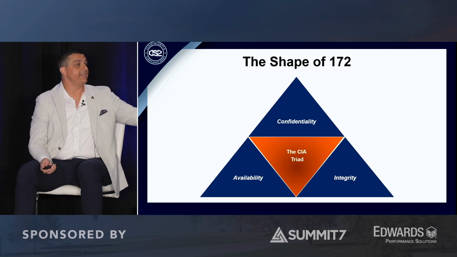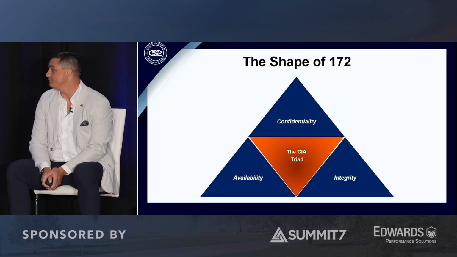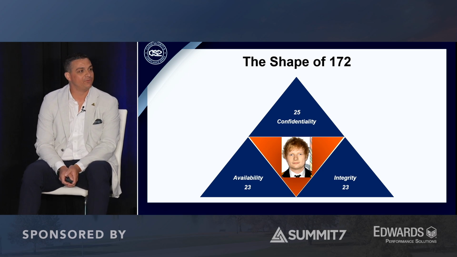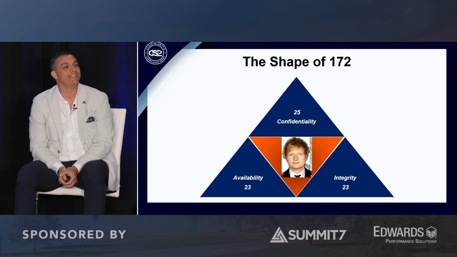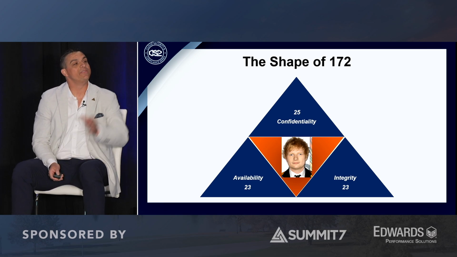We already just said that it has confidentiality, it has integrity, and it has availability. How much does it have it, Jacob? Ed Sheeran is going to tell you about the shape of 172, okay? Greater than 20 times, confidentiality, integrity, and availability are impacted by the enhancements of 172. Greater than 20. But that's not all that you get.